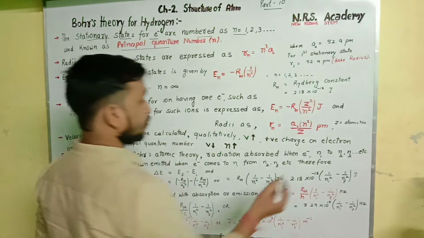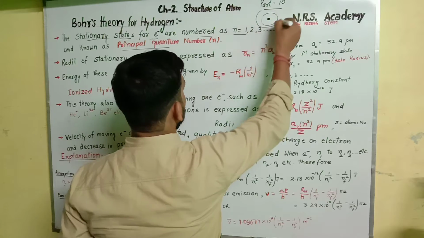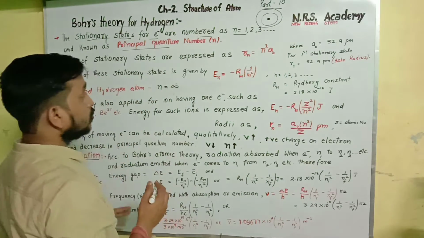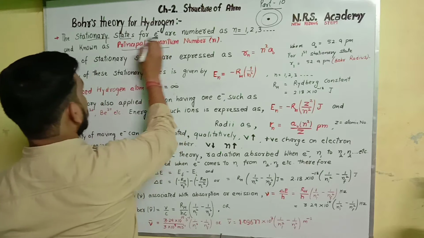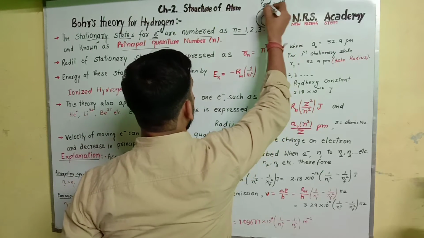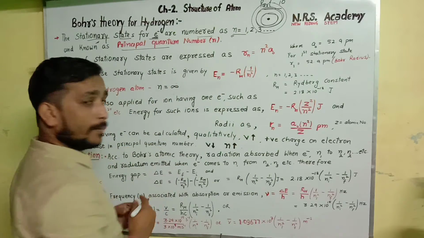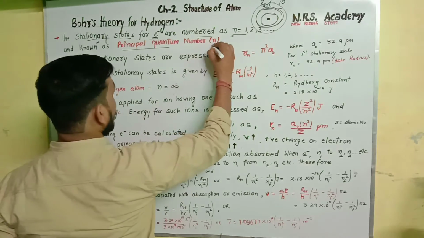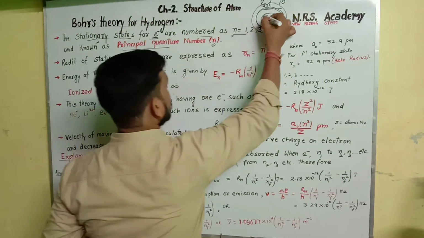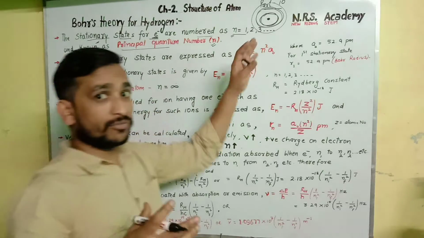For example, for a hydrogen atom, this is the nucleus and these are the various orbits of the hydrogen atom. The electrons are present in these stationary states, which are named by the principal quantum number, represented by the letter n.